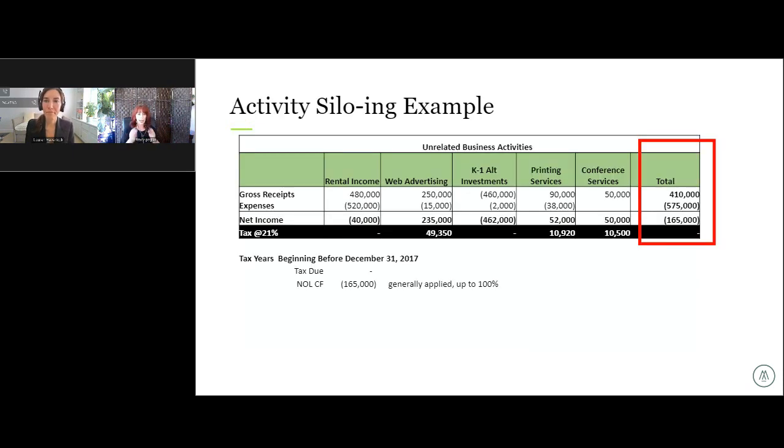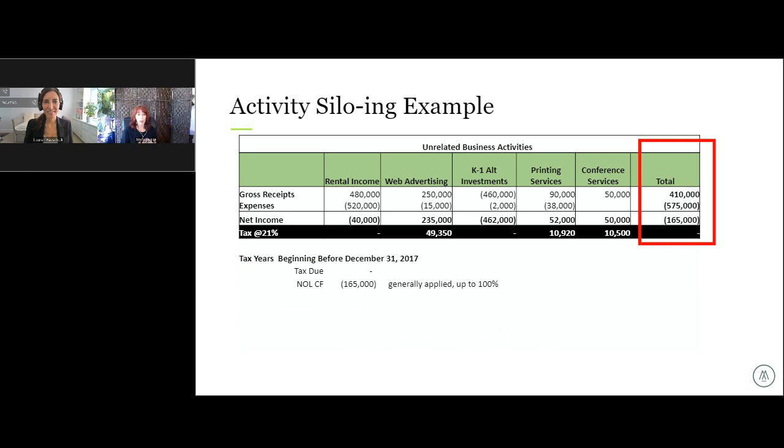So to put it in context, this is what it used to look like. And this is what our for-profit companies look like. This is what our individual returns, for the most part, look like. You've got 5 different sources of income here. You mush them all together. And in our example here, we had a net loss for the year of $165,000. You would have reported that on your return, paid no tax, and carried that NOL forward to offset future income.